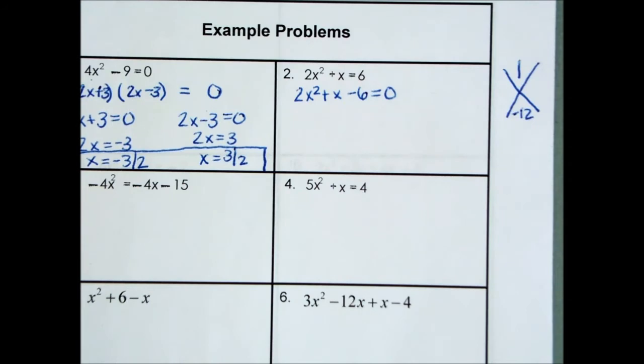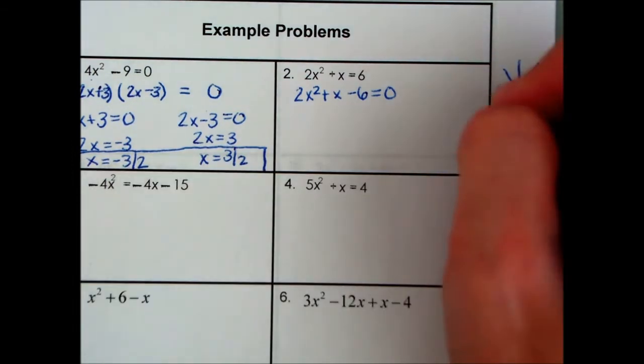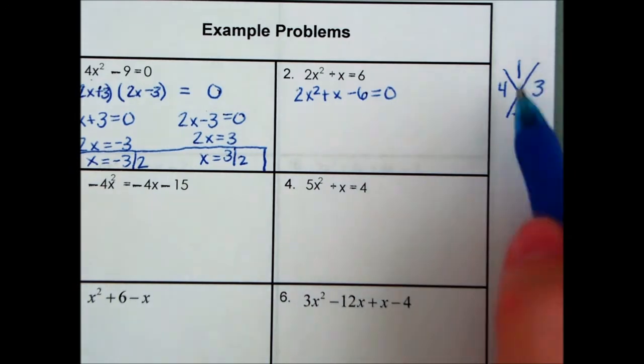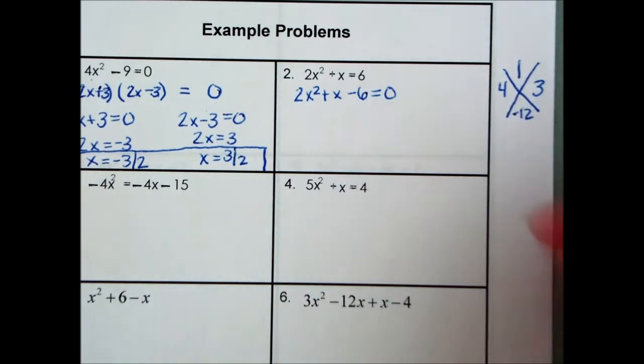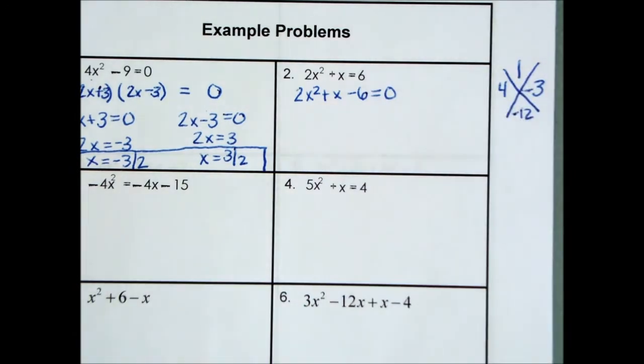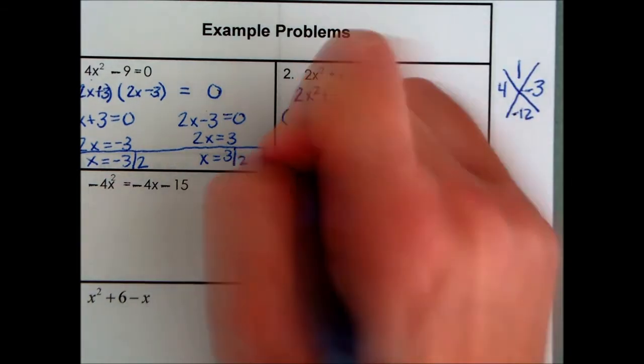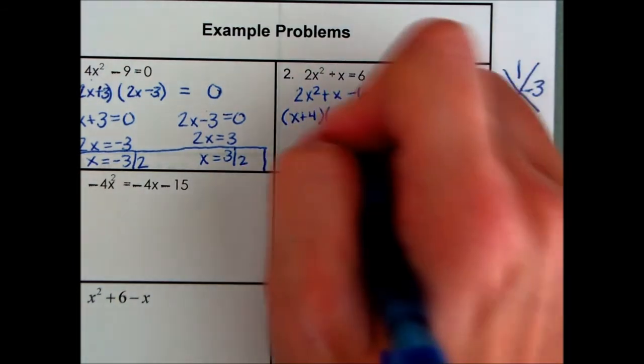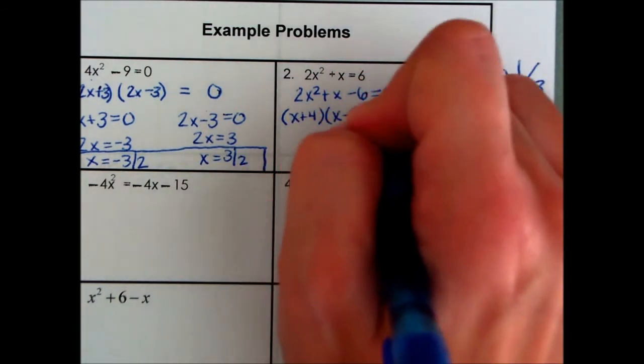And so now you got to figure out what two numbers multiply together to give you negative 12, but still have a sum of 1. 4 and 3 are going to give us 12. Which one of those should be negative to give me a positive 1 here? So 4 times negative 3 is negative 12. 4 plus negative 3 is 1. So now you can have your x plus 4 times your x minus 3 equals 0.